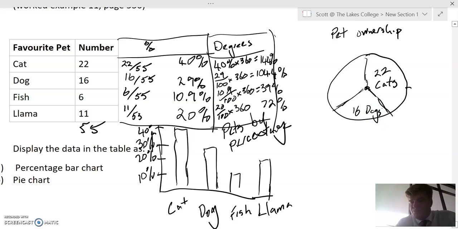Next one's the smallest wedge, about 40 degrees, so less than half of a 90 degree wedge. That's going to come up to about here, and that's going to represent our 6 fish. And the last one is going to be our 11 llamas, and that should be 72 degrees, a little less than 90 degrees. I think that's worked out pretty well on our chart there.